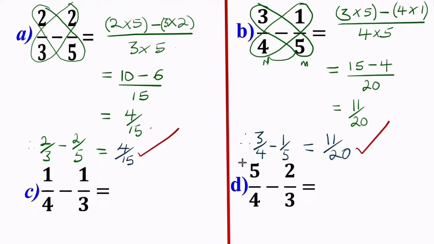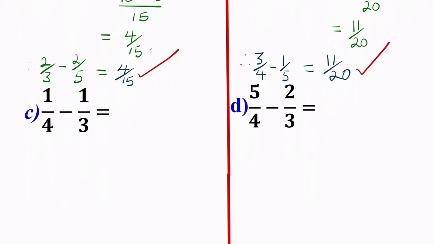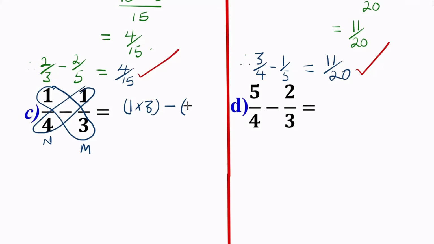We can now proceed to part C of the question. In here we have 1 divided by 4, or a quarter, minus a third. So this is the major diagonal. We have 1 multiplied by 3. We maintain the sign, which is the subtraction sign. So minus the multiplication of the entries in the minor diagonal, which is 4 multiplied by 1. The whole of it is divided by the product of 4 and 3, which is 4 multiplied by 3.